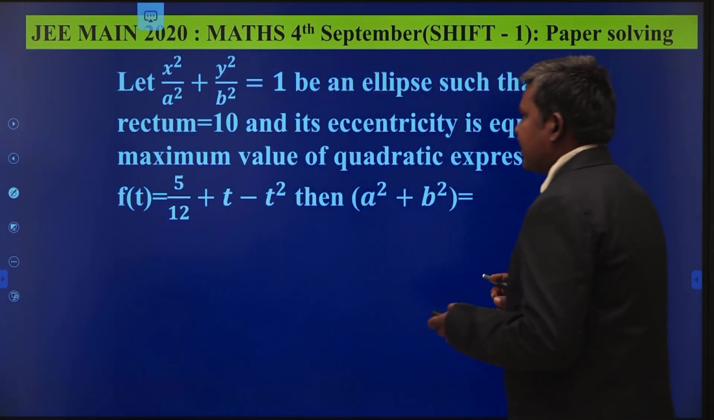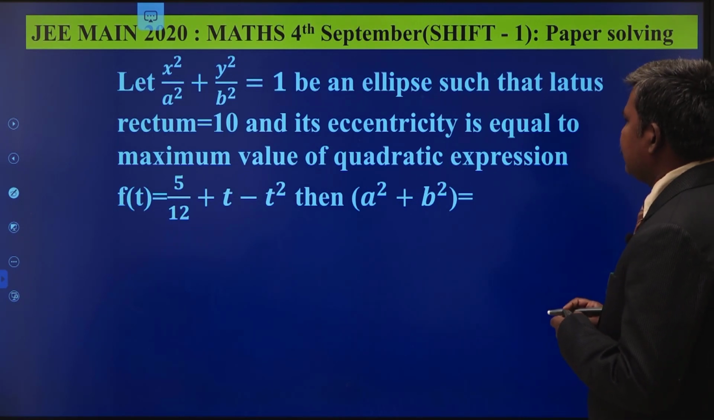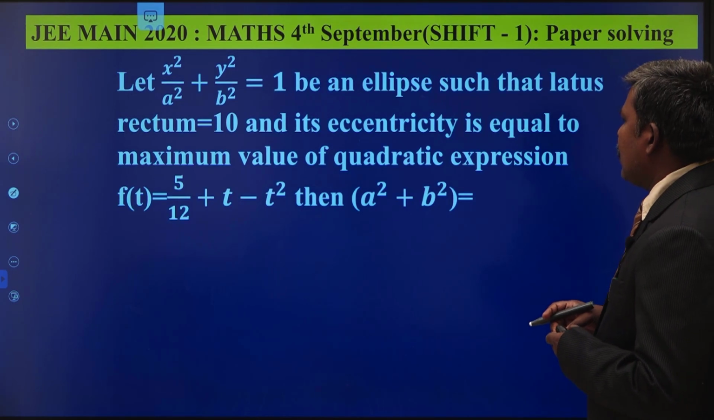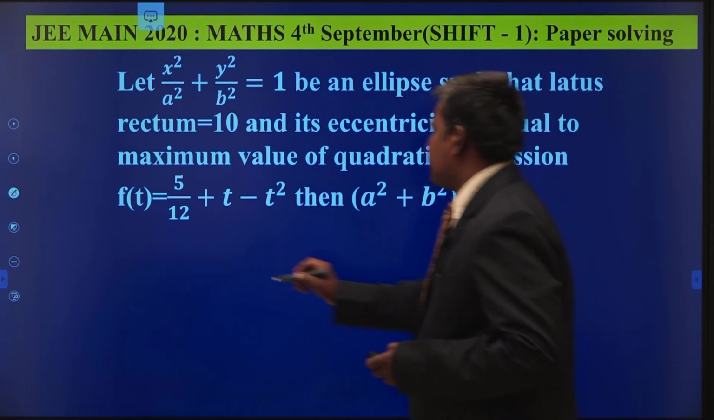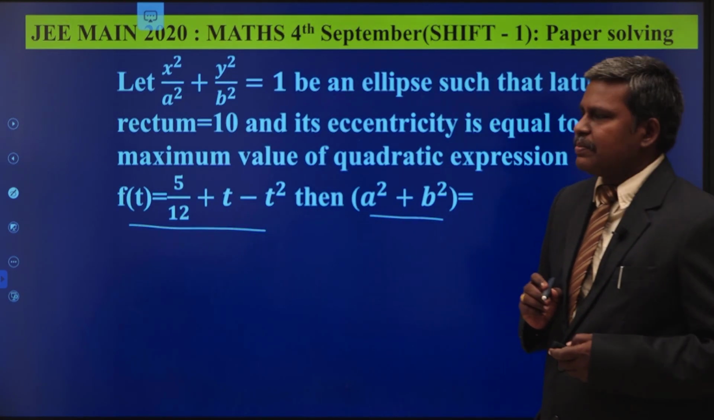See, this is the question. x square by a square plus y square by b square equal to 1 be an ellipse such that the length of latus rectum is 10 and its eccentricity is equal to the maximum value of the quadratic expression. Then you have to find out the value of a square plus b square.